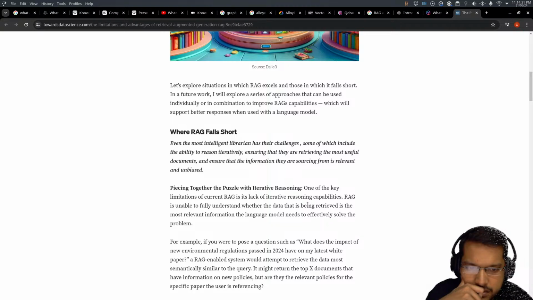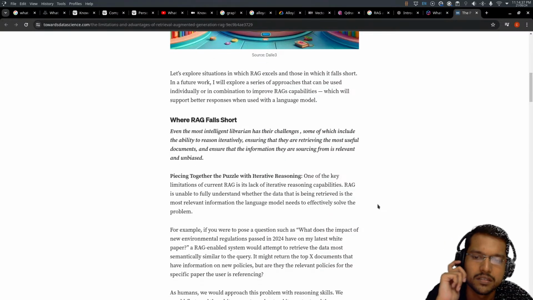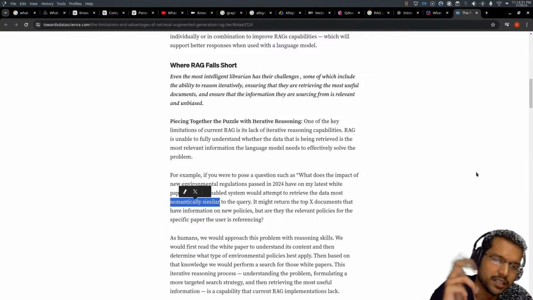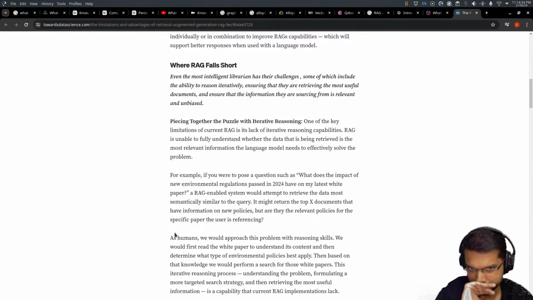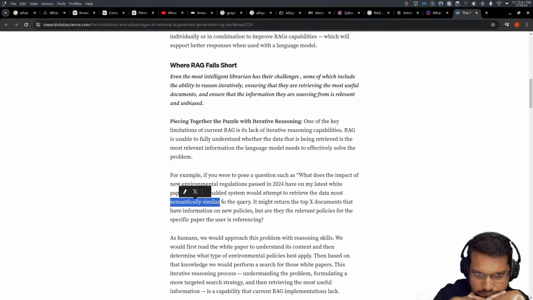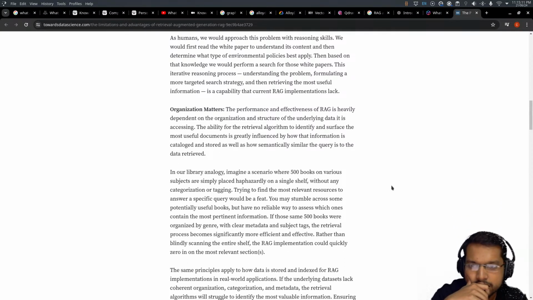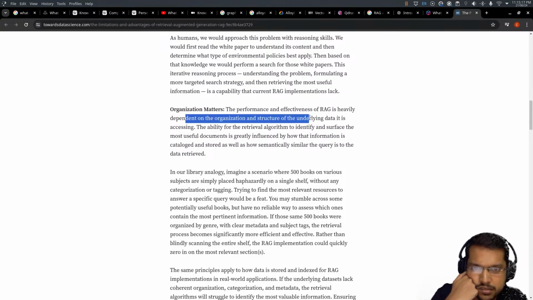Oh, I see. Okay. Semantic similarity. So what, like a cosine similarity? Might need to see what semantic similarity means here. Organization matters. I think it basically means context matters here.